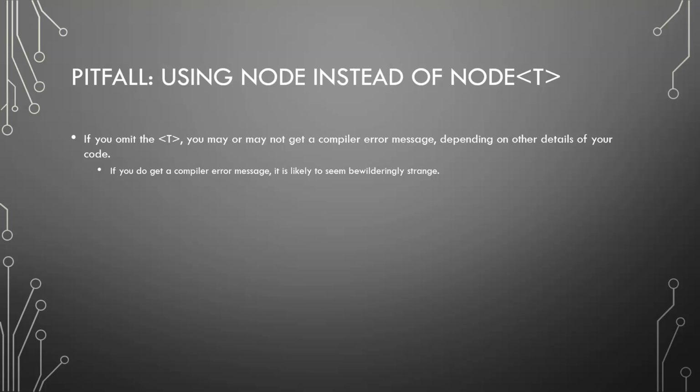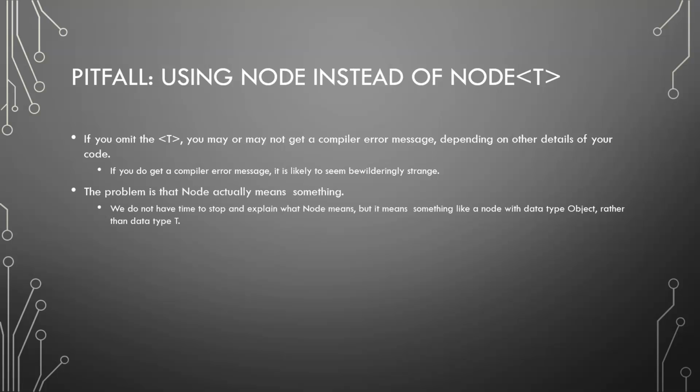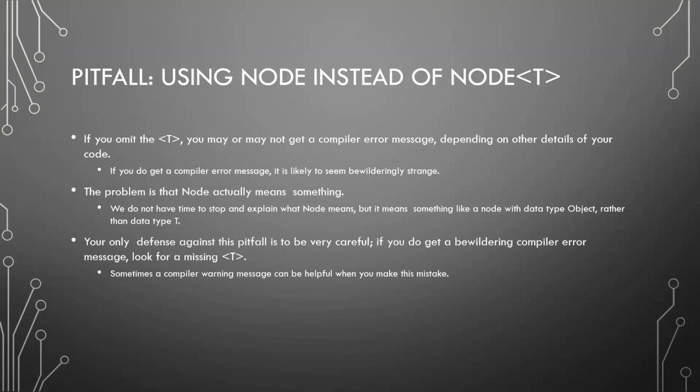Now, if you do get a compile error message, it's likely to say something that's really strange and out of place. The problem is that Node, in this context, actually means something totally different. For the purpose of our course, we don't have time to stop and explain what Node means. It's something different, but the best way to put it in a TL;DR setting is that it's something like a node with a data type called Object rather than data type T.